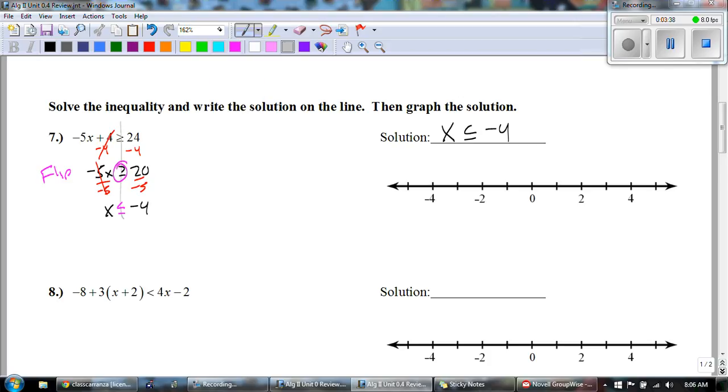When I graph this, I'm just going to go to -4. I'm closed, and I shade to the left. And just remember that you need to be drawing your arrow.